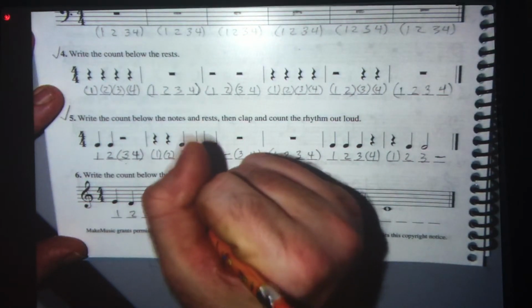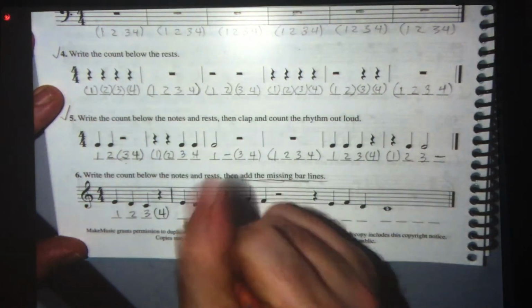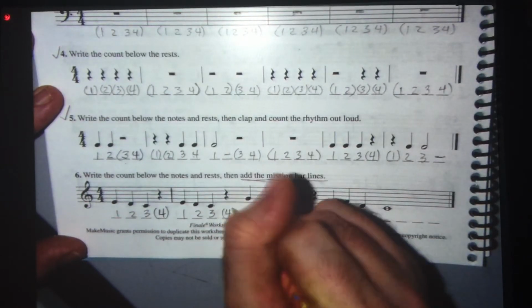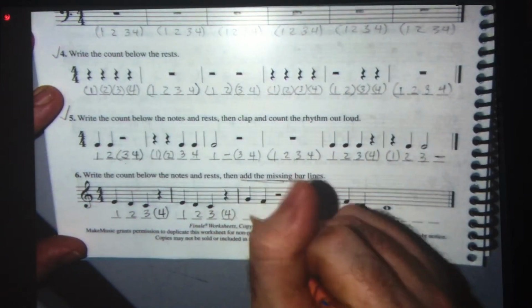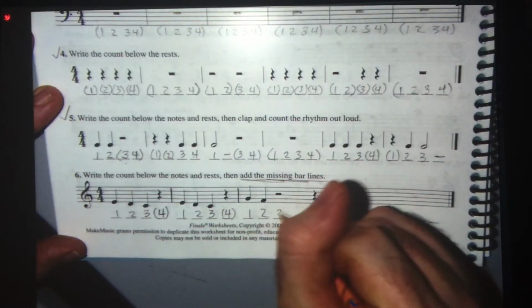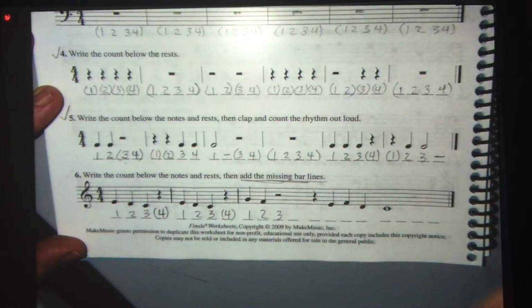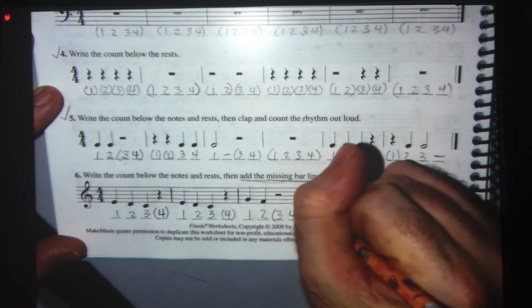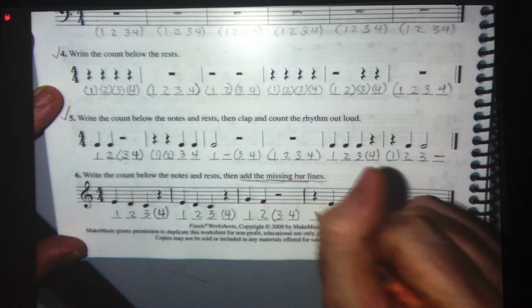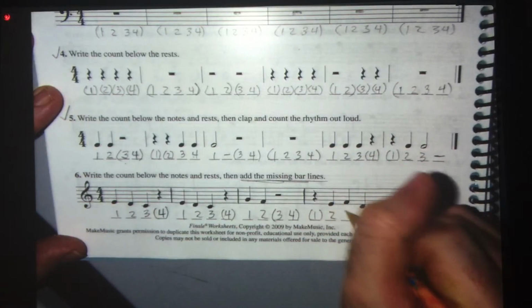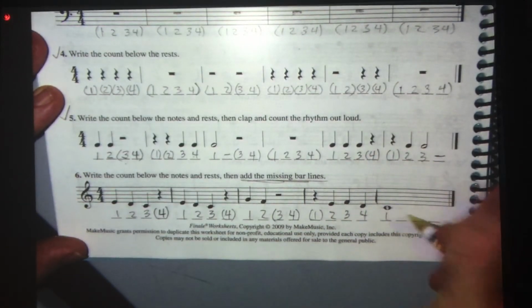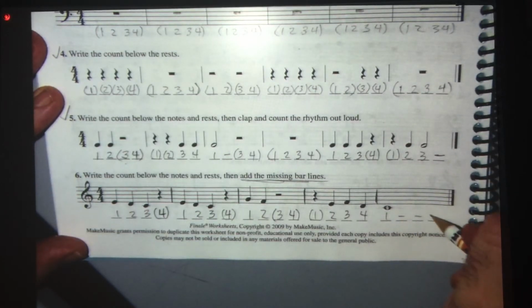And we have to add a bar line because it's the end of that measure. 1, 2, 3. This would be 4. Bar line. 1, 2. Here's 3, 4. And here's our bar line because it's after 4. 1 in brackets. 2, 3, 4. Bar line. 1. And this would be 2, 3, 4.